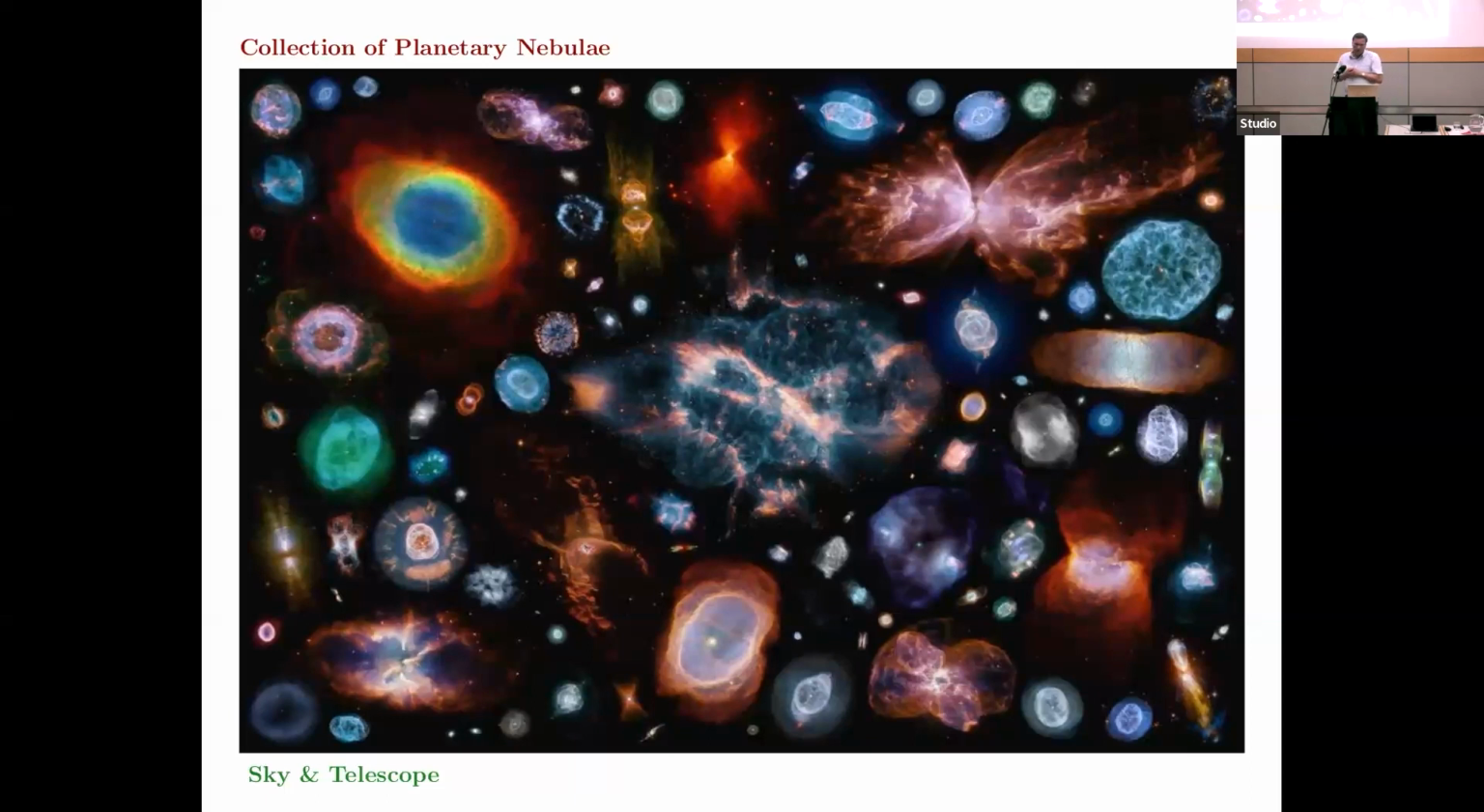I want to start with this nice picture. This is a collage of so-called planetary nebulae taken from Sky and Telescope, and it's a very pretty picture. Planetary nebula has nothing to do with planets. These are all the envelopes of stars, single or binary stars, that are suddenly ejected. And this is what we think will happen to stars like the sun. So at some point, the sun is expected to eject its envelope very rapidly.